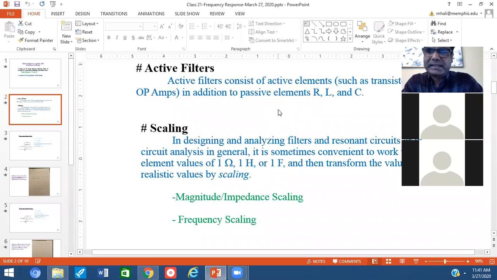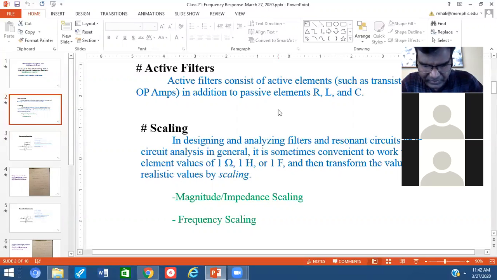That is called scaling. For example, you want to design a power system network. It's huge. Now you are working in a laboratory, you just want to design it. So just assume that you have 1 Henry of inductor, or 1 Farad of capacitor. Later you transform to the actual values with the help of scaling. So that is actually called the scaling. There is a simplified circuit, with small numbers for ease of calculation, but later you have to convert it into actual values. There are two types of scaling. One is called magnitude or impedance scaling. The other one is called frequency scaling. Later slides will clarify that. This is just the headlines.